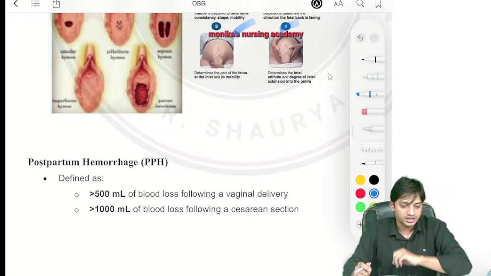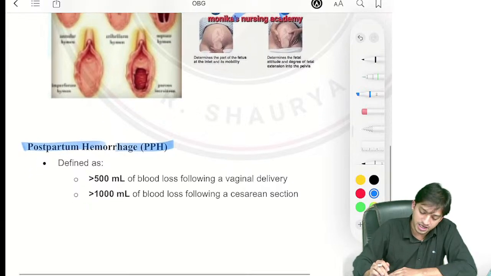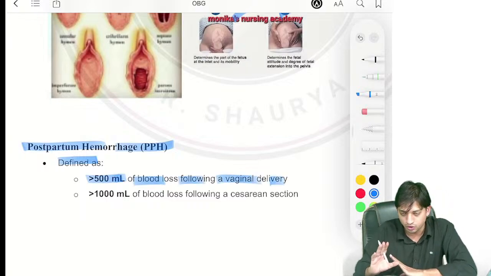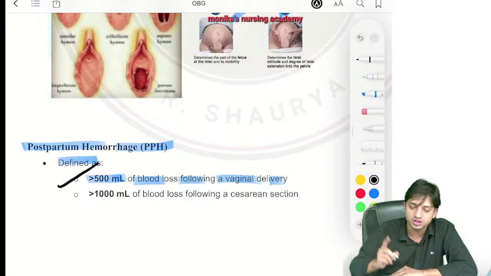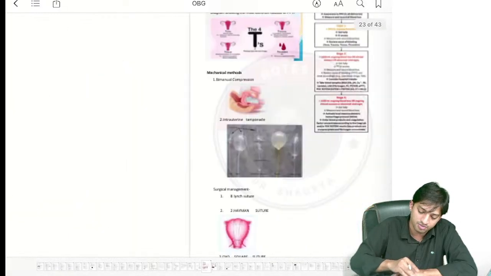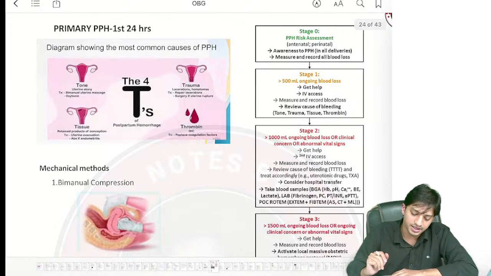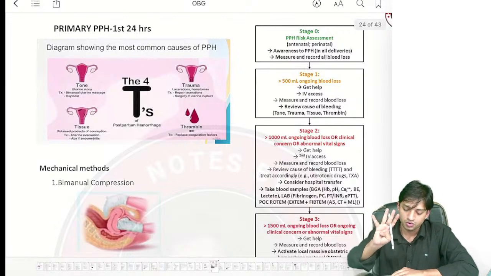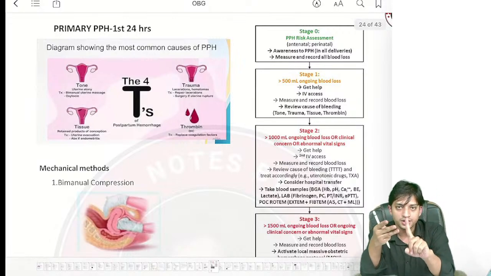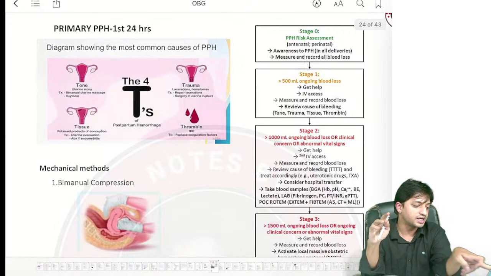Coming to the important topic, postpartum hemorrhage, right? Postpartum hemorrhage is generally defined as more than 500 ml of blood loss following a vaginal delivery. In cesarean section, if there is more than 1 liter of blood loss, then it is postpartum hemorrhage. Primary PPH is in the first 24 hours. Now, common causes of PPH, very important, the 4 T's: tone, trauma, tissue and thrombin. The 4 T's are the common causes of PPH, right guys?